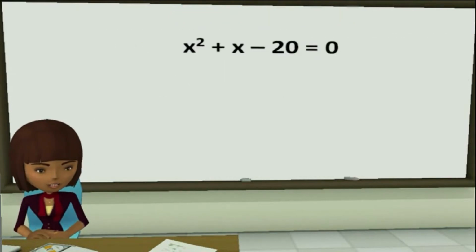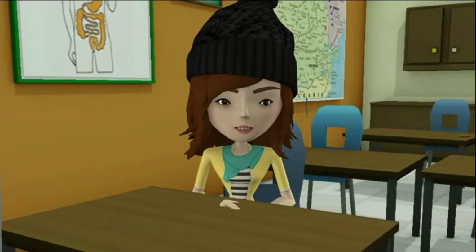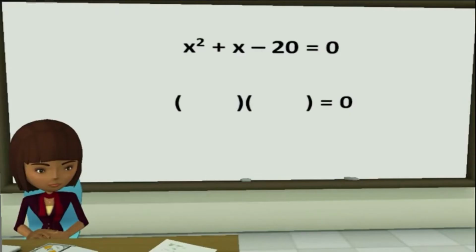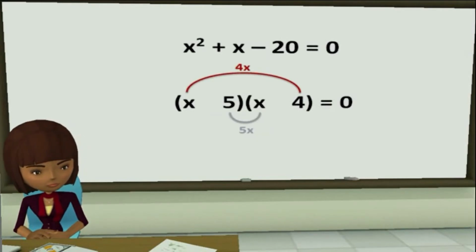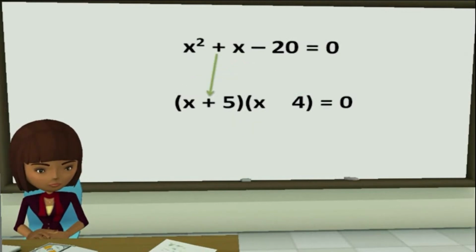Irene, I'd like you to solve x squared plus x minus 20 equals 0. Okay. The factors of x squared are x and x. The factors of 20 that give a difference of 1 are 5 and 4. The product of the outers is 4x, and the product of the inners is 5x. So, the greater factor, which is 5x, gets the plus sign, and the other bracket gets the minus sign.